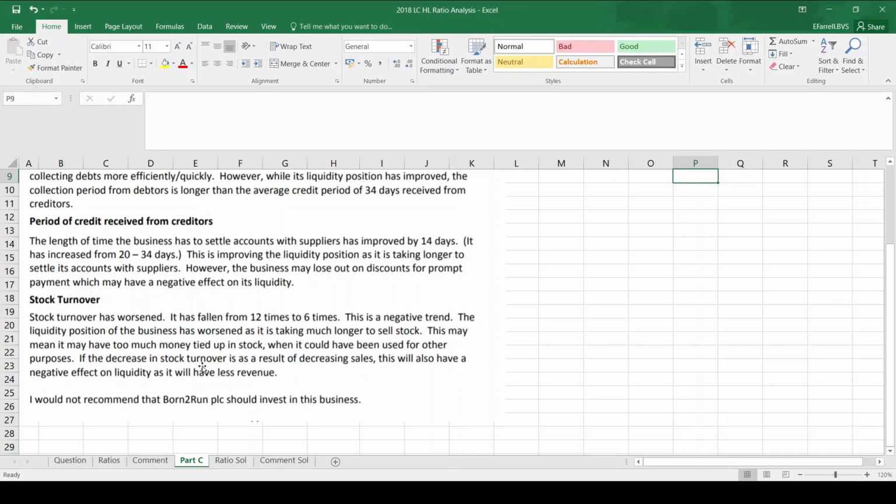If the decrease in stock turnover is as a result of decreasing sales, this will also have a negative effect on liquidity as it'll have less revenue. So if the company is selling less, it's obviously going to lead to liquidity problems because they won't have enough sales and cash, which wouldn't be good for the company. So we would not recommend Born to Run PLC to invest in this business. That's 2018 ratio, a higher level question 5 complete. Thank you.